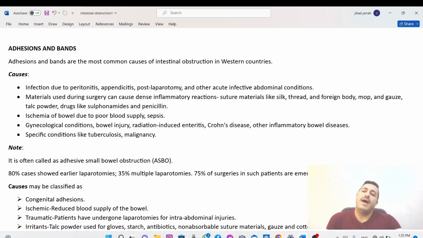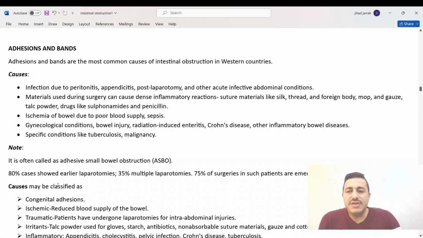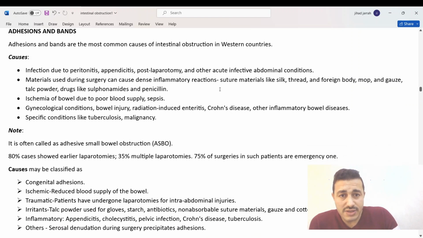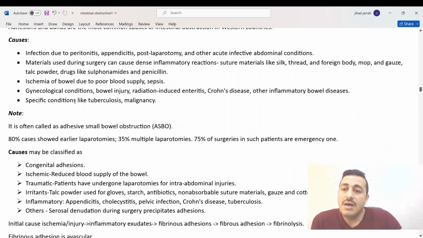Other causes of adhesions is the material that we may use during surgery. You can see they can cause dense inflammatory reactions, such as suture materials, silk thread, foreign bodies, mops and gauze, talc powder that is used in some gloves, and certain drugs such as sulfonamides and penicillins.